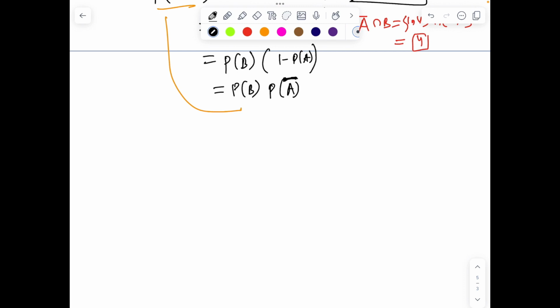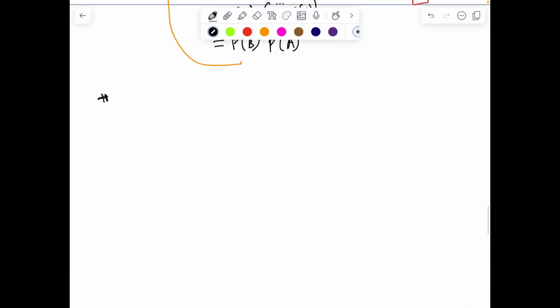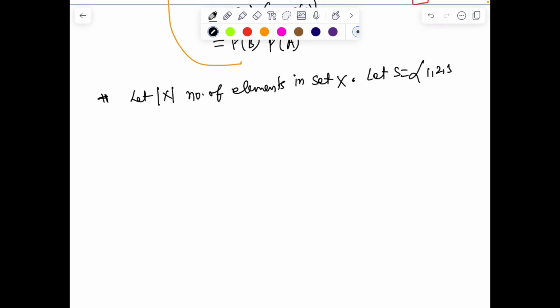Let's take a JEE problem, and that is the best problem which they have asked from independent events. Let mod of X denote the number of elements in set X. Let we have set X given as 1, 2, 3, 4, 5, 6, be a sample space where each element is equally likely.